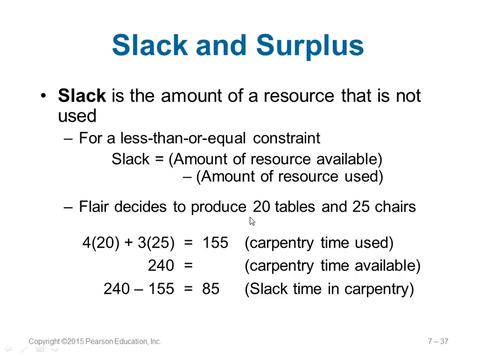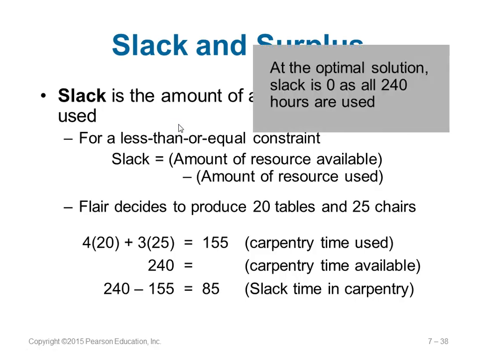That was the equation, if you remember. So 4 into 20 plus 3 into 25 is 155. But the maximum possible time available for carpentry is 240. So 240 minus 155 is 85. So slack is 85. Slack is the amount of resource that is not used.